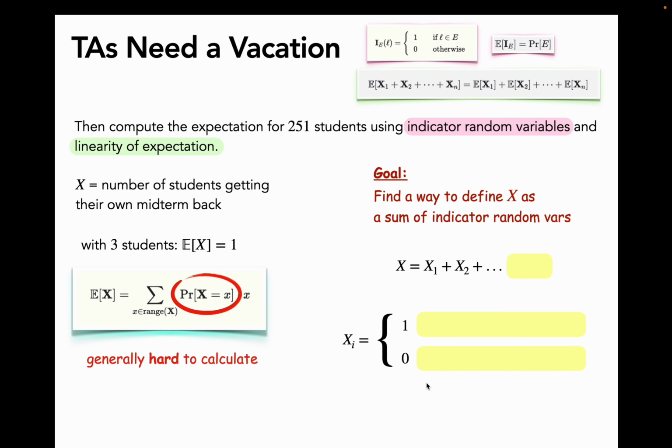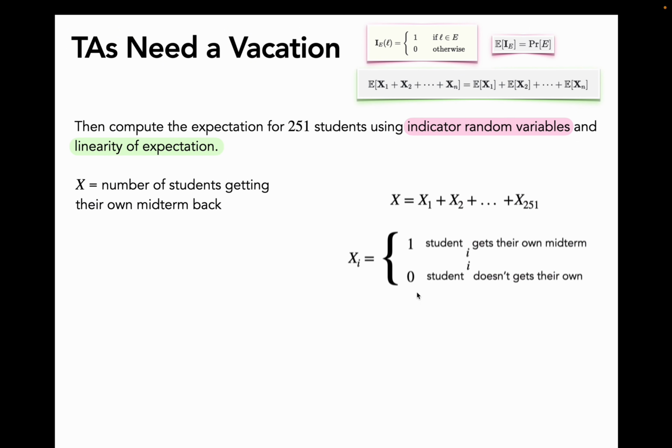All right, and we're back. Hopefully you found that the most natural way to represent this is actually going up to 251 Xi's. This way we have an Xi, or an indicator random variable, for each student. That can be equal to 1 when they get their own midterm and 0 if they don't. Each of the Xi's kind of acts like a flag, and when we sum them all up, we count up the number of students that get their own midterm back.